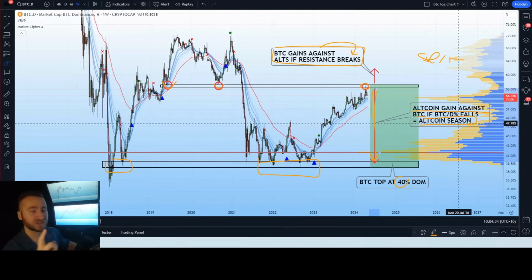Number one, if the total cryptocurrency market cap drops, no matter what happens with this chart, Bitcoin and altcoins will drop, right? It is a Bitcoin dominance chart. If the total cryptocurrency market cap falls, it doesn't matter what happens, both asset classes, altcoins and Bitcoin, will drop. Okay, so let's move over to the total.